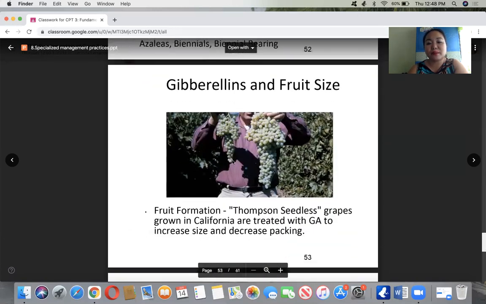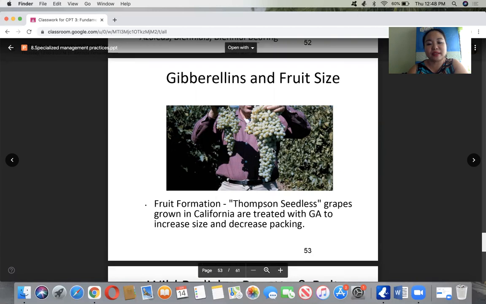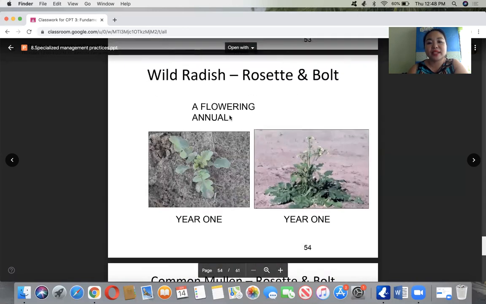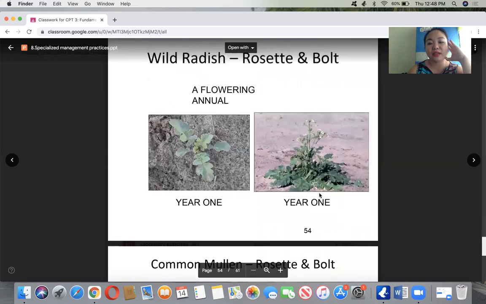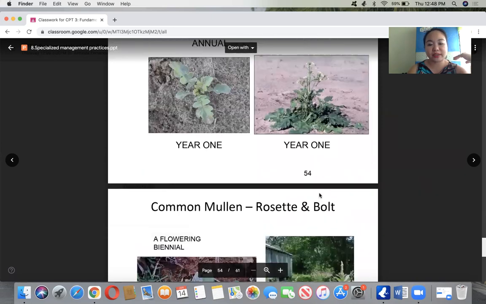So this is to compare without GA and with GA. So this is wild radish rosetting and bolting. So with the use of GA, it will only take one year, compared to waiting for 2 years.